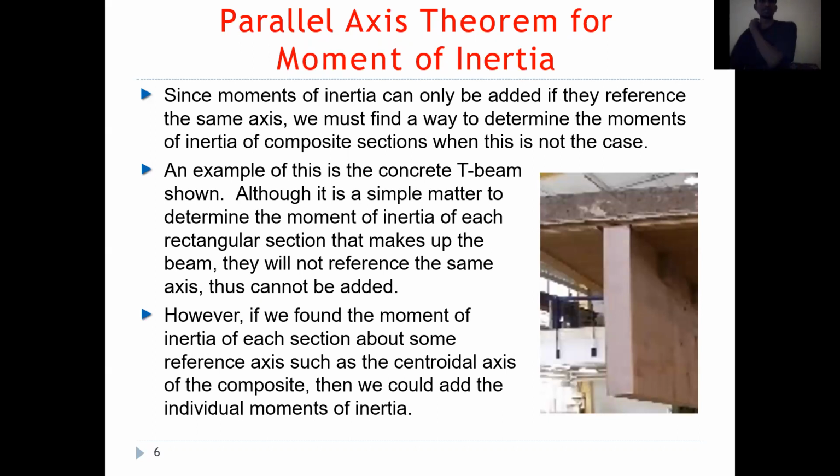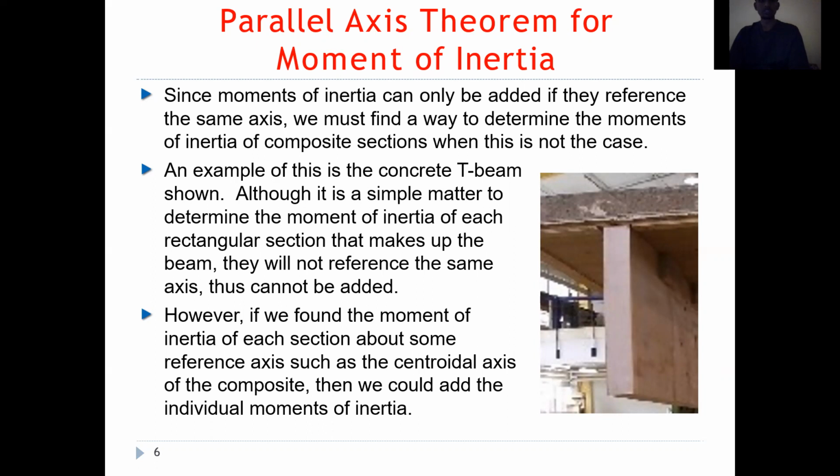Parallel axis theorem for moment of inertia. Since moments of inertia can only be added if they reference the same axis, we must find a way to determine the moments of inertia of composite sections when this is not the case. An example of this is the concrete T-beam shown. Although it is a simple matter to determine the moment of inertia of each rectangular section that makes up the beam, they will not reference the same axis, thus cannot be added.